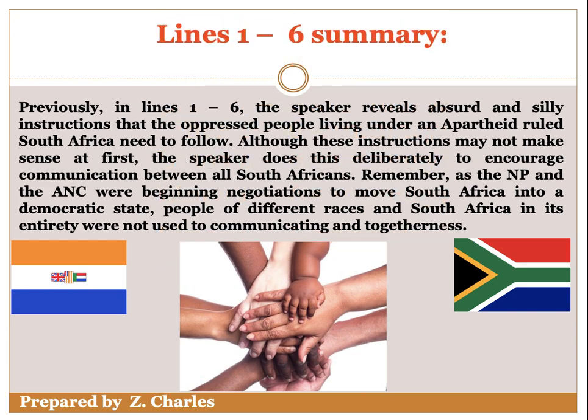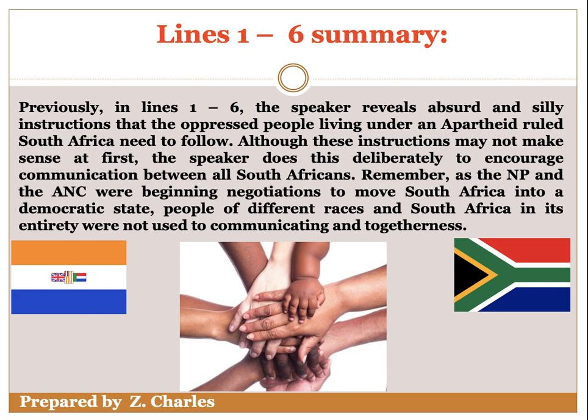So, lines 1 to 6 summary. Previously, in lines 1 to 6, the speaker reveals absurd and silly instructions that the oppressed people living under the apartheid rule in South Africa need to follow. Although these instructions may not make sense at first, the speaker does this deliberately to encourage communication between all South Africans. Remember, as the NP and the ANC were beginning negotiations to move South Africa into a democratic state, people of different races and South Africa in its entirety were not used to communication and togetherness. Okay, so that is why you get those weird and silly instructions.